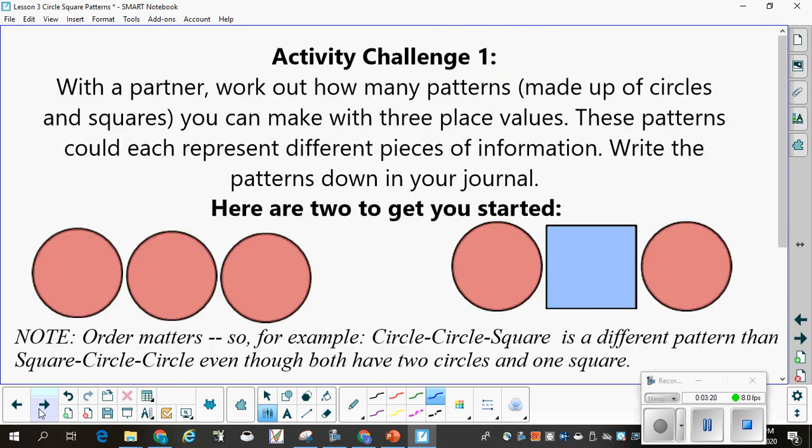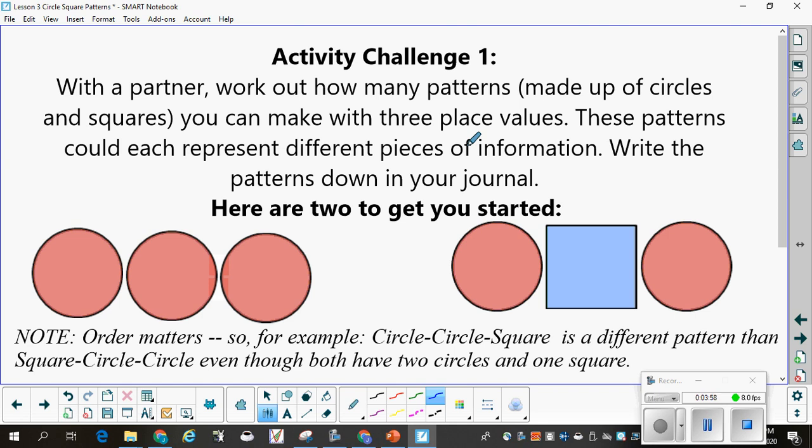Well, we're going to start looking at Activity Challenge 1, with a partner, and I'm planning to do breakout rooms. We'll see how this is going to work virtually. If you're in class, I would pair you up. I want you to work out how many patterns made up of circles and squares you can make with 3 place values. You can also do this individually. These patterns could each represent different pieces of information. In your journal or on your notebook paper, I want you to write down the patterns.